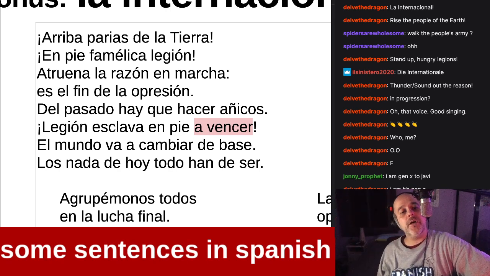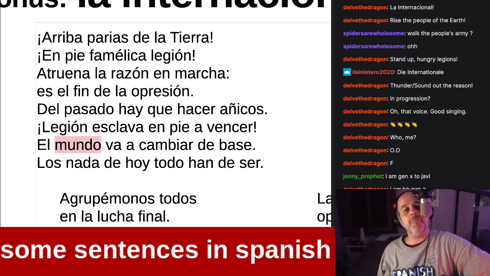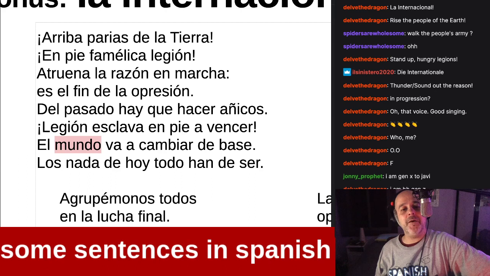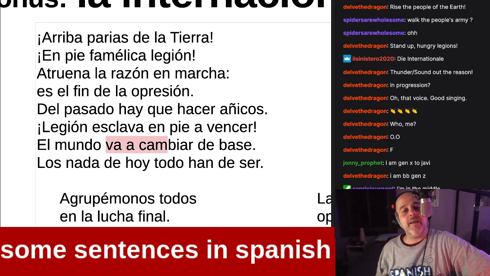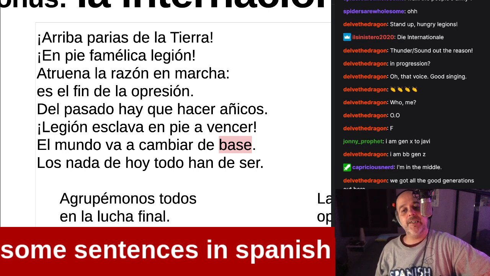So, towards victory, right? A vencer. So, legión esclava en pie a vencer. El mundo, the world, which, by the way, there's a newspaper here in Spain which is shitty as fuck, called El Mundo, but it has nothing to do with the world. That newspaper is crap. Anyway, El Mundo va a cambiar de base. It's going to change its base. So, we were commenting before about based. So the world is going to change its base.